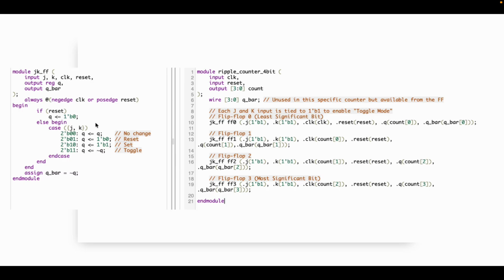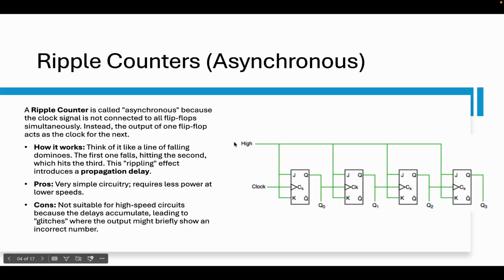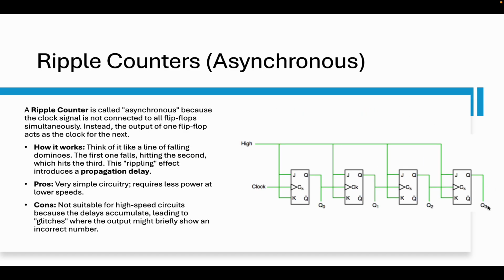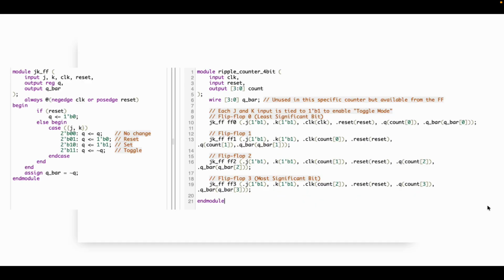Now I require four flip-flops, right? So I instantiate each of them into my ripple counter. The count will be of 4 bits, and my output Q bar, that is your final output, is of 4 bits. Let us see what we have done.